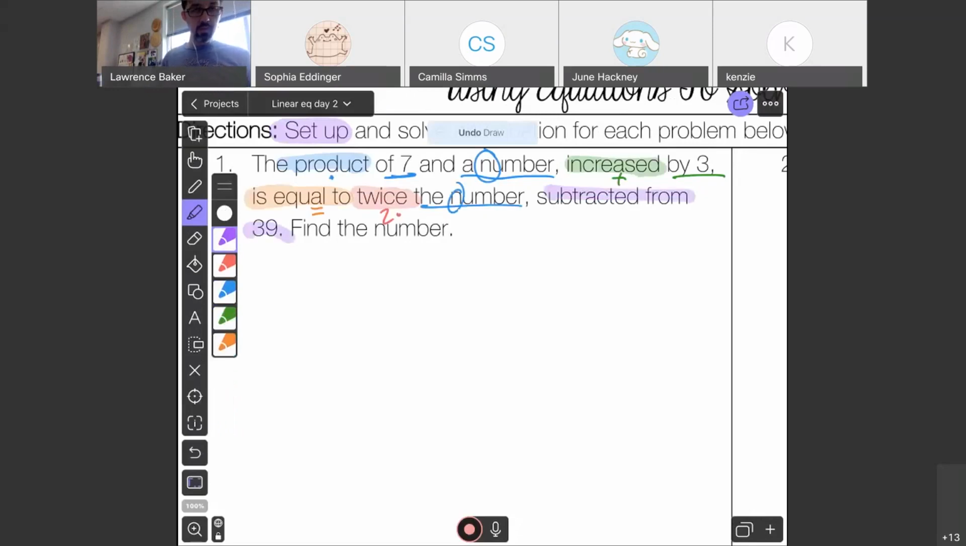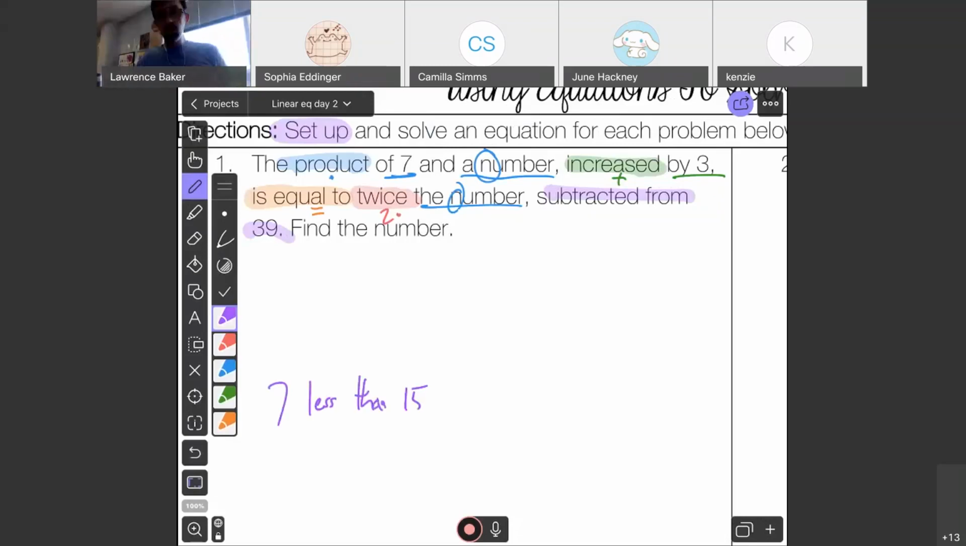39. We've got to be careful with subtraction. Subtraction is tricky when we talk. So if I asked you guys to write out, not tell me what it's equal to, but write out, how would we write out 7 less than 15? I want to know how to write it out. Yeah, right, June, it's 15 minus 7.